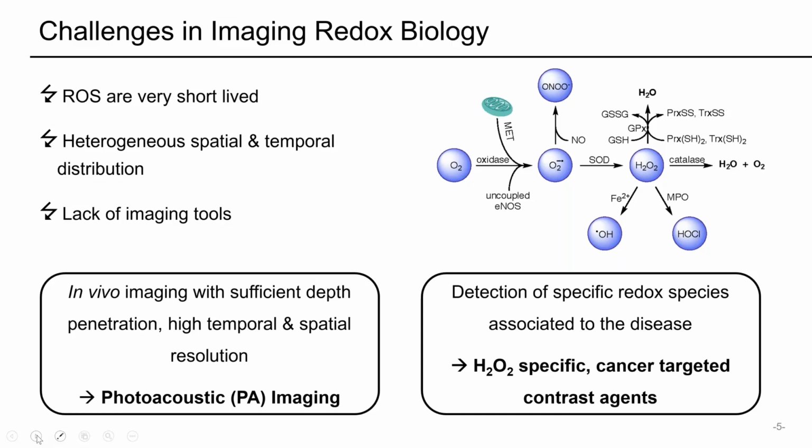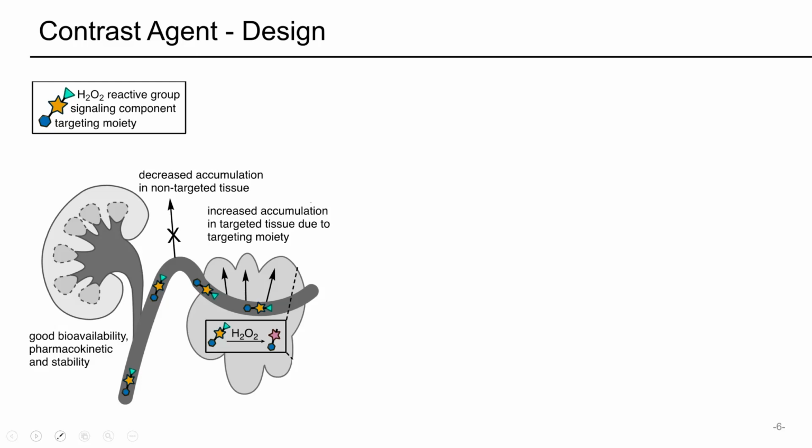So how did we approach the design of this contrast agent? In general, what you want from a contrast agent is that it has rather good bioavailability and good pharmacokinetics, and that it has a low accumulation in the non-targeted tissue, but a high accumulation in the targeted tissue, which means in our case, the cancer tissue. And as soon as it accumulates in the cancer tissue, what we want is that it reacts with the pathological concentration of hydrogen peroxide and allows us a readout of this. So from a chemical perspective, this looks like this.